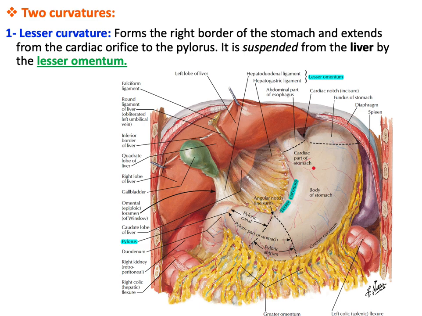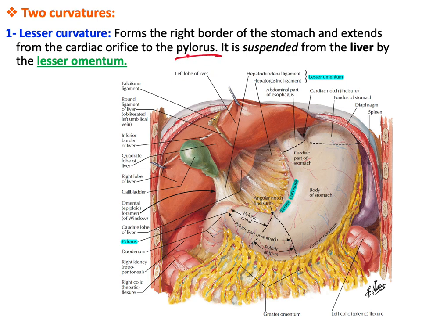Now, yes, we mentioned that we have two borders. You have the lesser curvature and you have the greater curvature. Let us start with the smaller one, which is the lesser curvature, that forms the right border of the stomach and extends from the cardiac orifice to the pylorus.